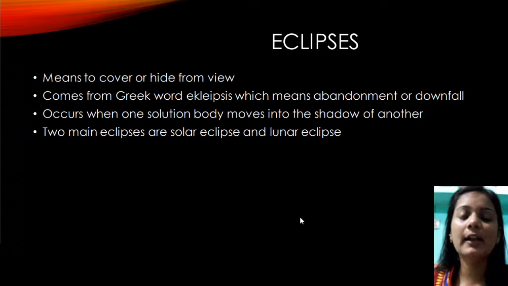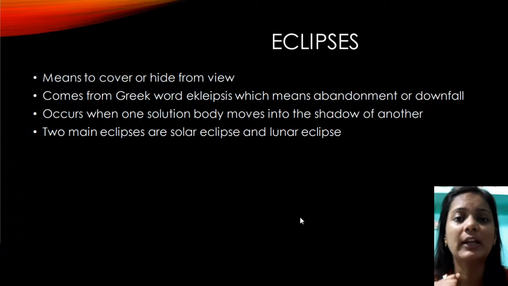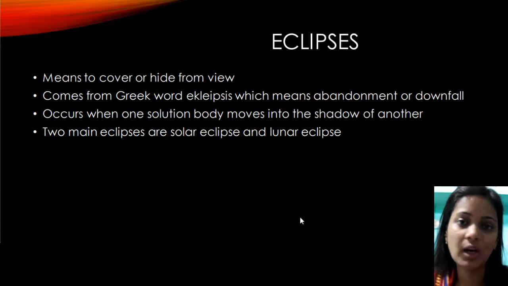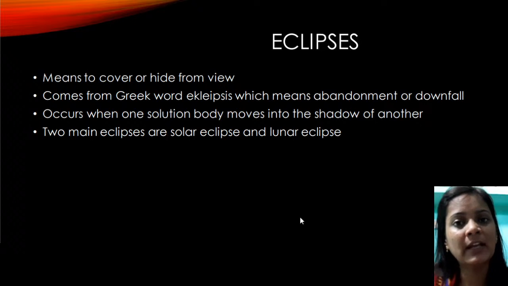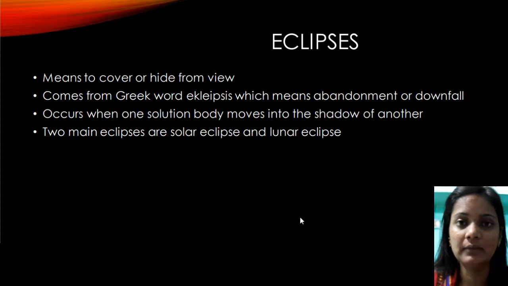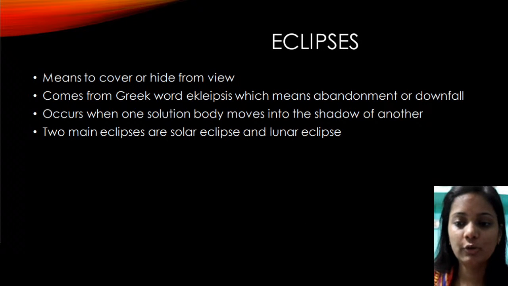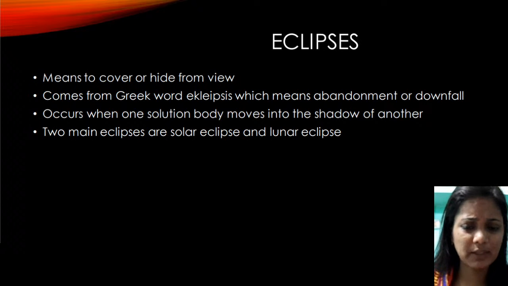And there are mainly two types of eclipse. One is solar eclipse and the second is lunar eclipse. The word solar means related to the sun. So definitely the solar eclipse will be related to the sun. And the second one is the lunar eclipse. Lunar means talking about the moon. So lunar eclipse is related to the moon. I hope I am clear to everyone till here.